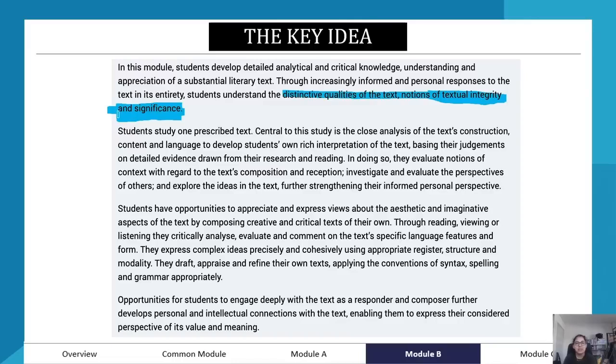Now, one little disclaimer for you is that all the texts that we study here in English Advanced are written by great authors, especially in Module B. You've got Jane Austen, you've got Charles Dickens, you have T.S. Eliot, you've got Henrik Ibsen, you've got all of these amazing writers. So what it means is that more than likely your text has textual integrity, but you have to show in your essays how it does that. You need to critique on that. So let's have a look.